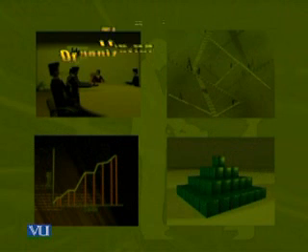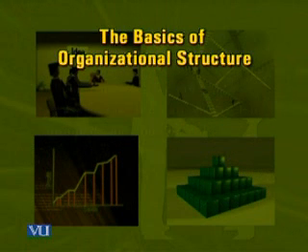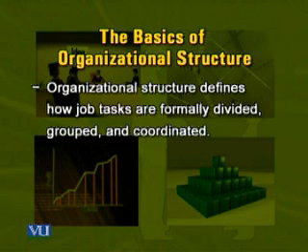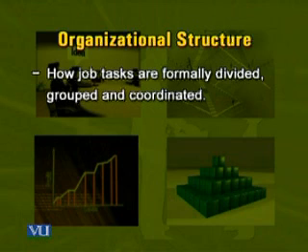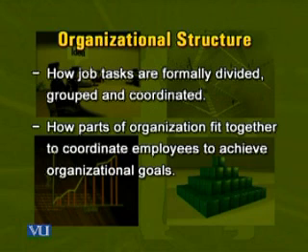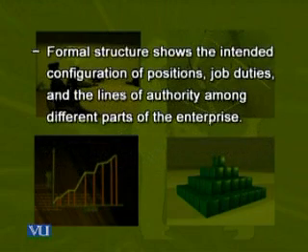To understand the structure part, I think we need to understand the basic concept of organizational structures. The organizational structure defines how jobs and tasks are formally divided, grouped, and coordinated. How can we know that? How they are done? And how a particular organization has designed its structure, its organogram, or organization chart, we can say, is a visual representation of this division, grouping, and coordination. This organizational structure can tell us how jobs and tasks are formally divided, grouped, or coordinated, how parts of the organization fit together to coordinate employees to achieve the organization's goal, and how this formal configuration of positions, jobs, duties, and the lines of authority among different parts are working.